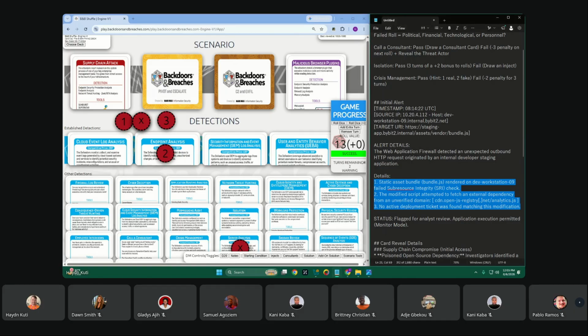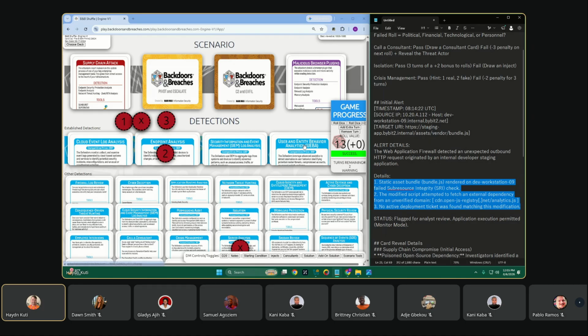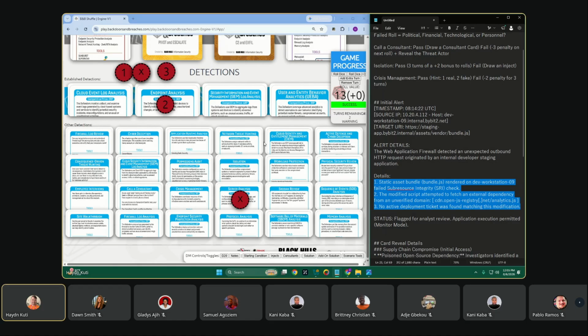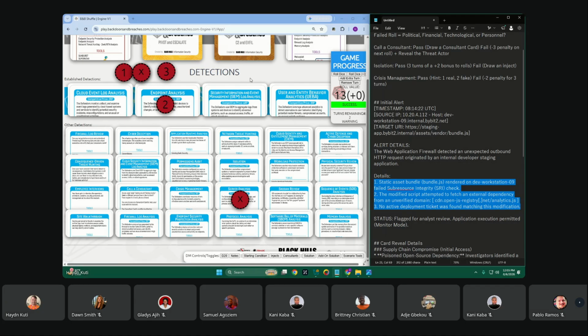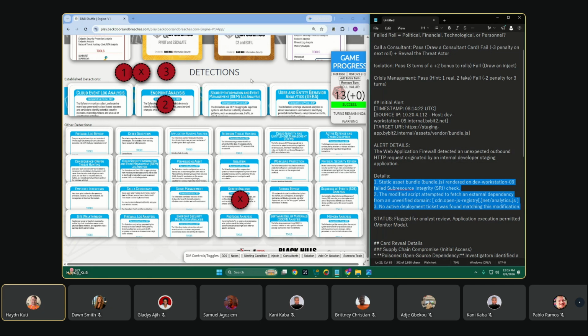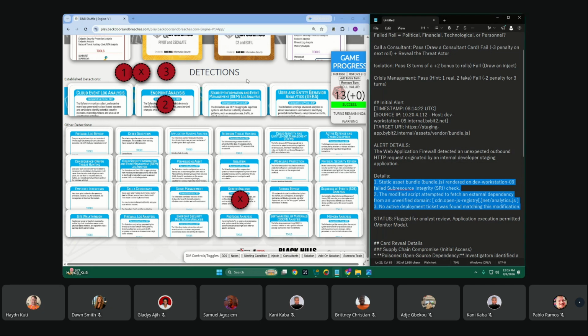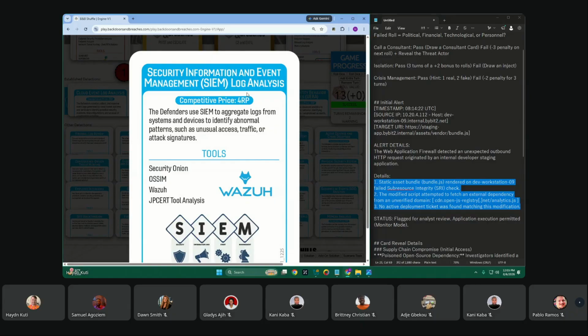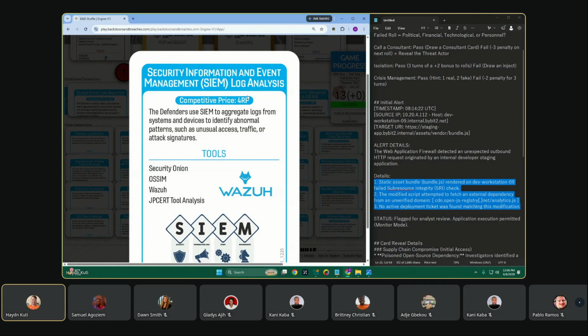It's true. That's actually usually the first one we try. So that might be something we take a look at right now. It's worth noting that that one is an established detection as well. So you guys would actually get +6 if you rolled for SIEM log analysis. Can you open the card of SIEM log? Let's see. Defenders use SIEM to aggregate logs from systems and devices to identify abnormal patterns such as unusual access, traffic, or attack signatures.